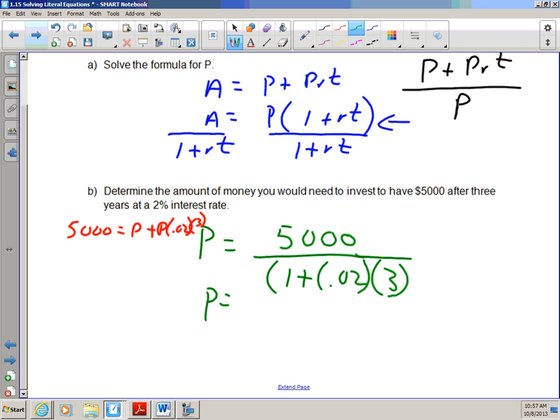And if you work out those numbers, you'd get $4,716.98. So what this is telling you is if you put aside today $4,716.98 at 2%, for 3 years, you'll have $5,000 simple interest. Okay.